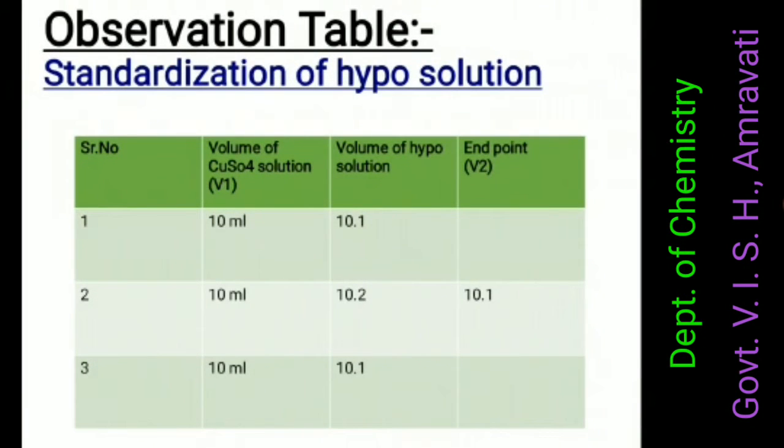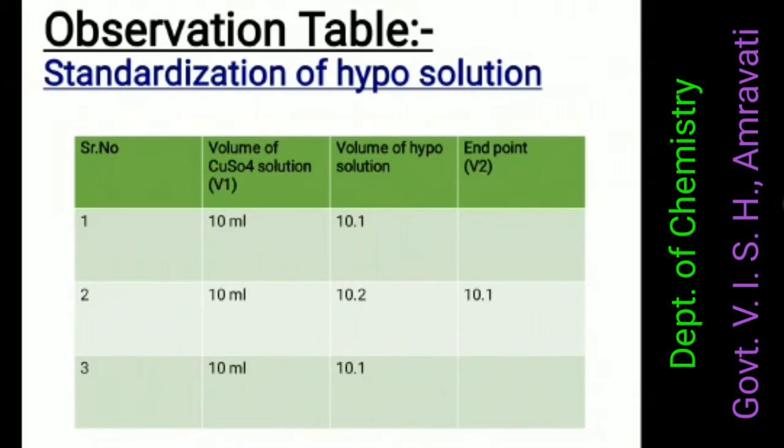Now when you do this practical, you will get these types of readings. First of all, when you do the standardization of hypo solution, there are 3 columns. The first is the serial number. After that, the volume of CuSO4 solution, which we'll name V1. After that, the volume of hypo solution, and last is the endpoint. While taking the accurate measurement, first of all we will take 10 ml.